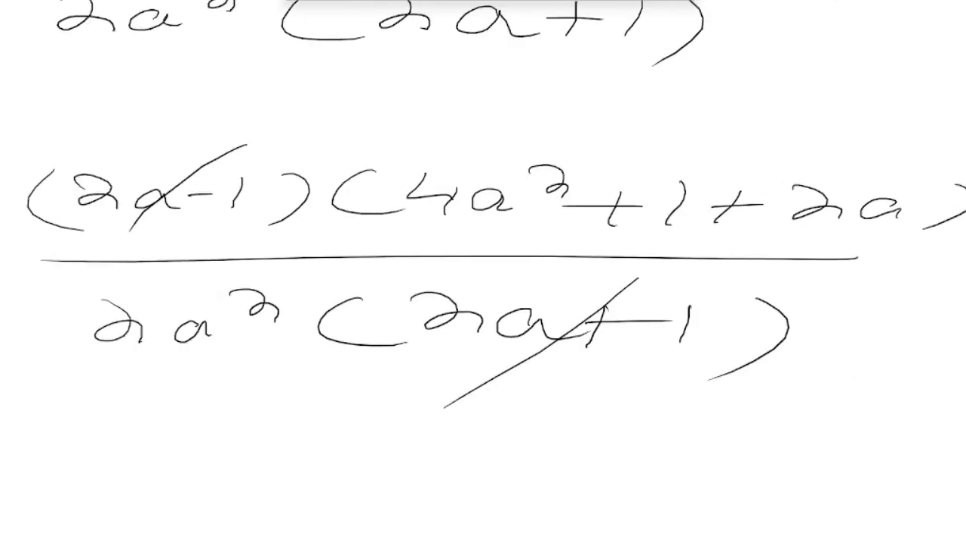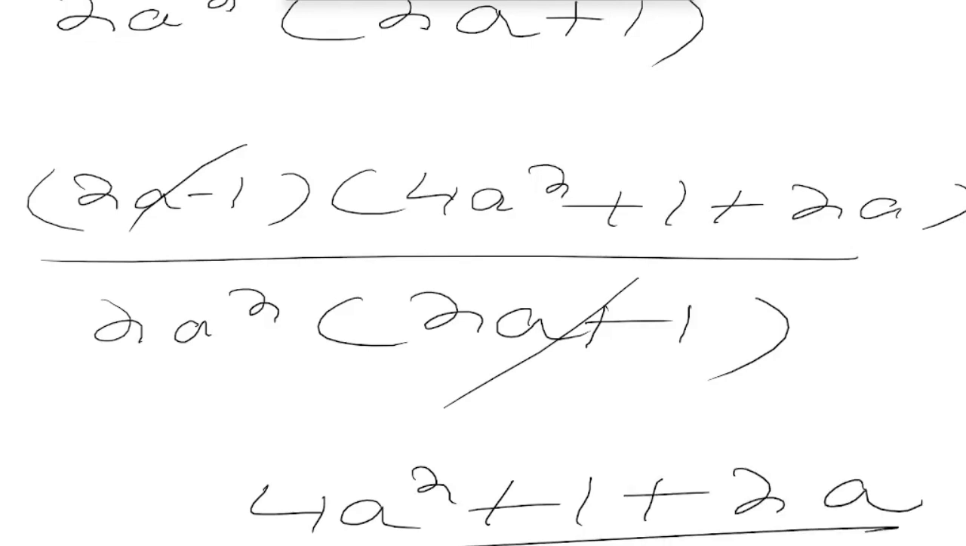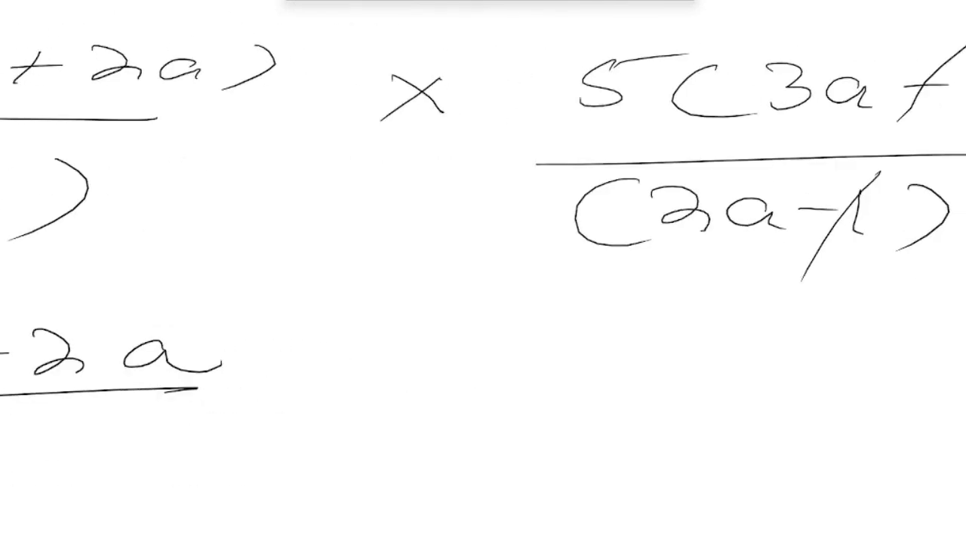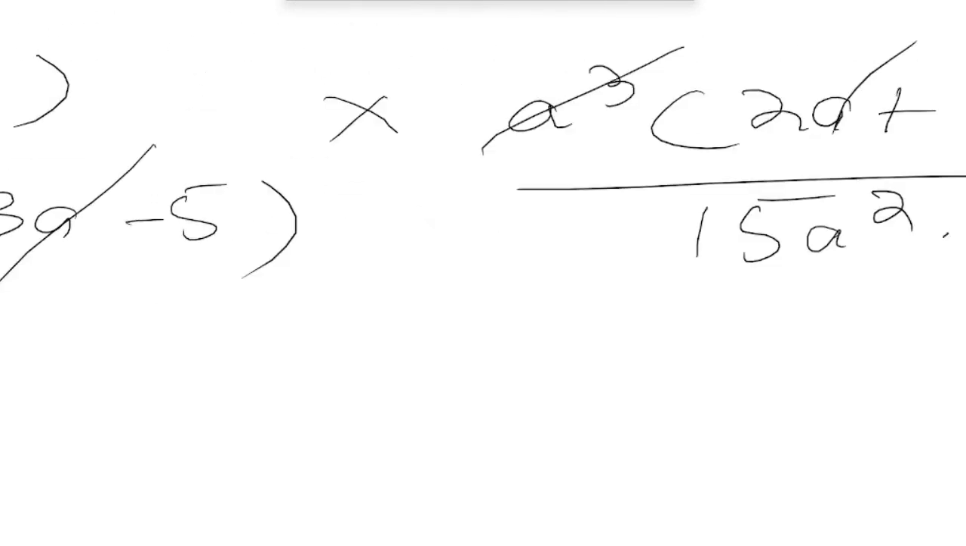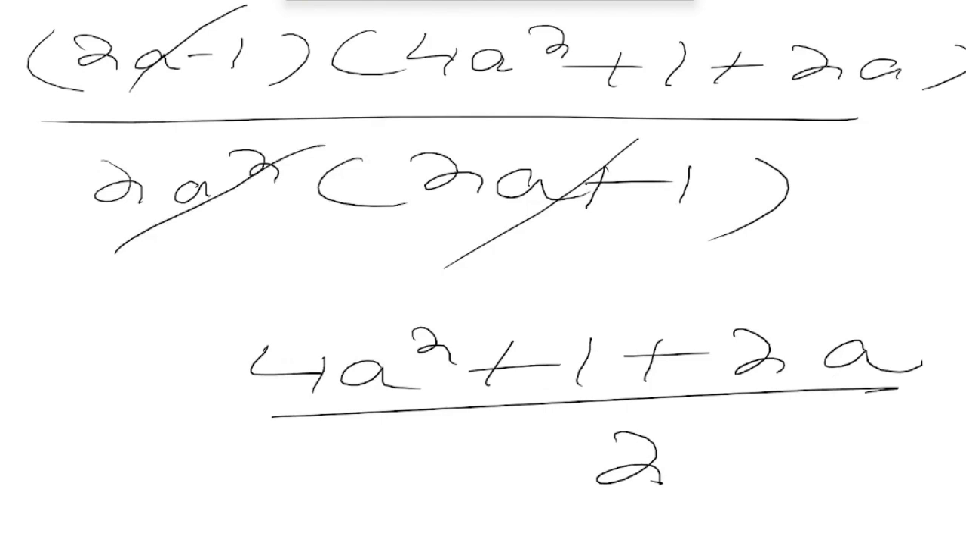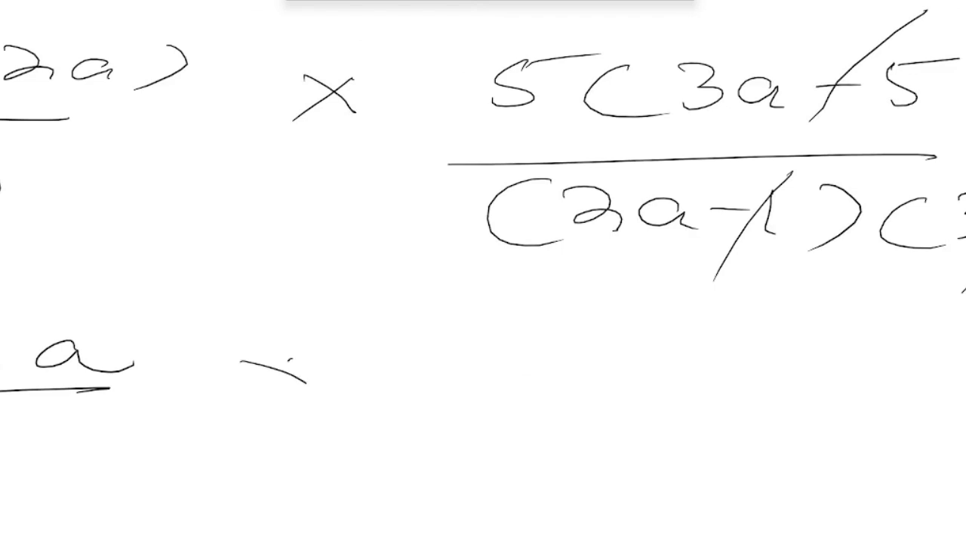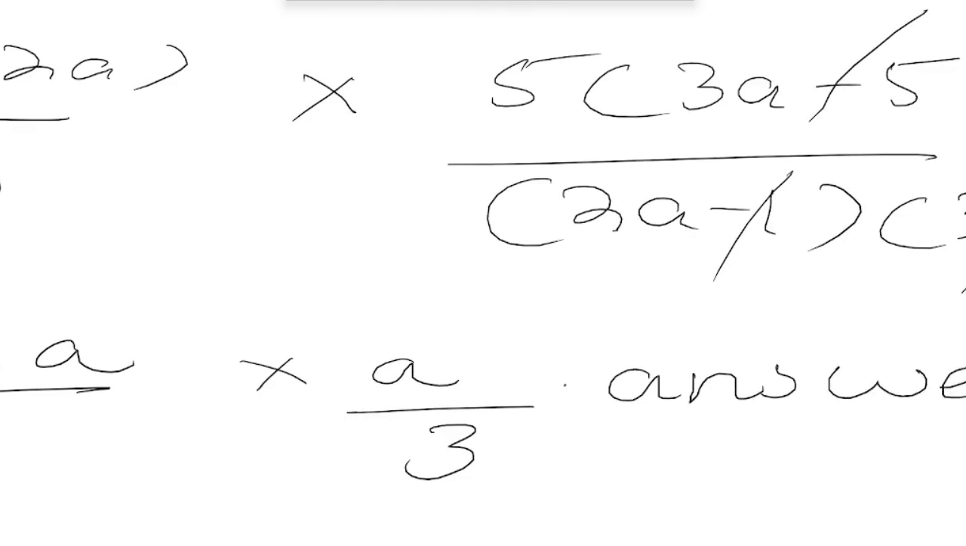So in the end, our result will be 4a square plus 1 plus 2a divided by our denominator, which is 2, because a square would also get cancelled. Here we have a cube and here we have a square, so that gets cancelled. So we will have 4a square plus 1 plus 2a divided by 2, and it is being multiplied with a over 3. So this is our final answer for question number 6.